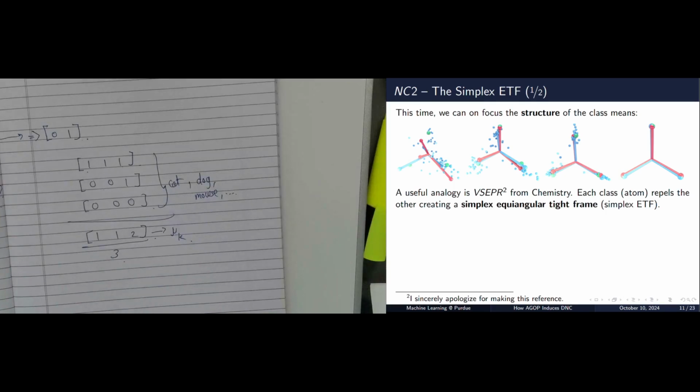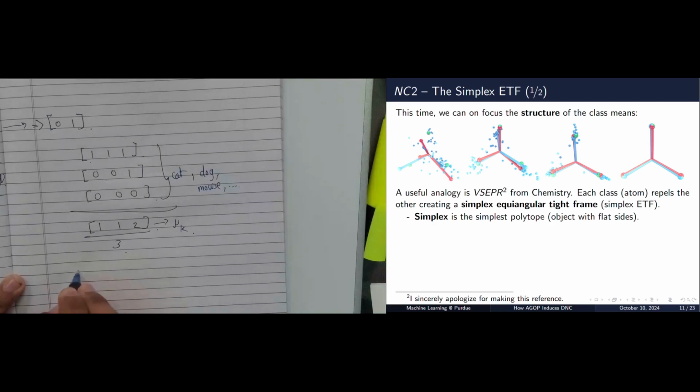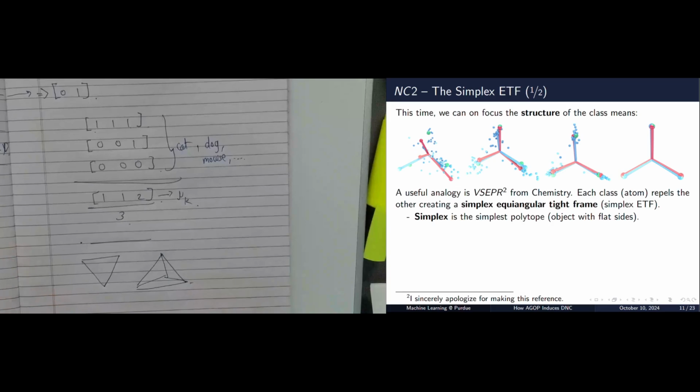Anyways, the idea behind a simplex equiangular tight frame is actually quite straightforward. It just sounds complicated. A simplex is the simplest polytope, which is an object with flat sides. So it is just a generalization of a triangle. I have a point in one dimension, a line in 2 dimensions, a triangle in 3 dimensions, a polyhedron in 4 dimensions, and I lose inspiration beyond that.